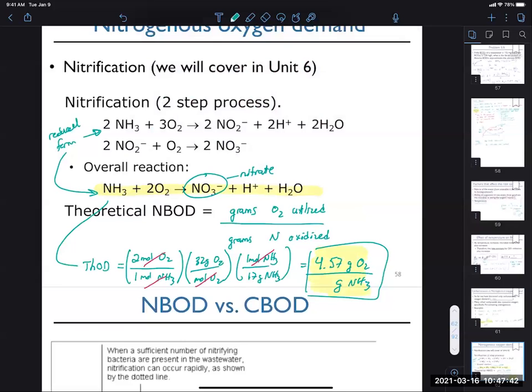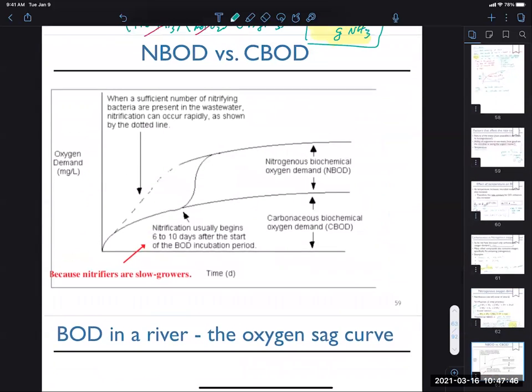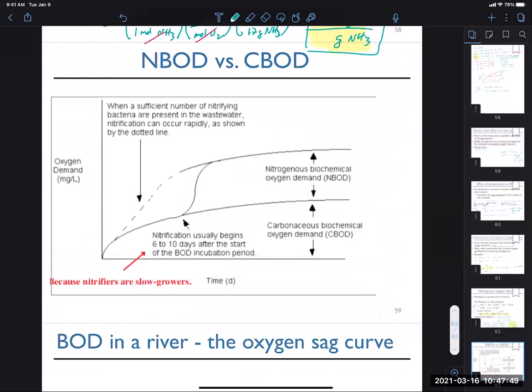Now let's take a look at actually what this might look like in comparing NBOD versus CBOD. This plot shows oxygen demand in milligrams per liter versus time. This curve here shows the carbonaceous biochemical oxygen demand, and this is typically what we saw in our previous slides. So if we're only considering, say, to here, that kind of looks like what we've seen before.